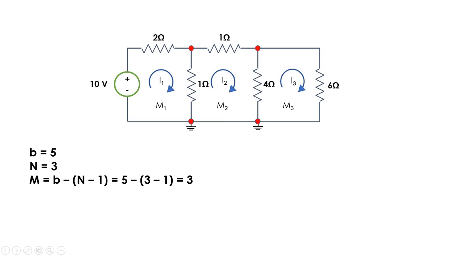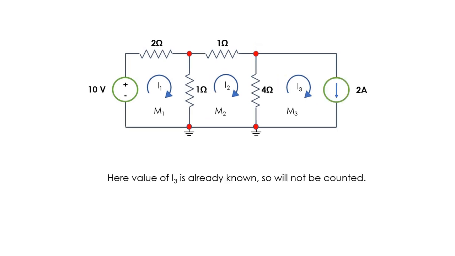Now let us consider the case when you already know the value of one mesh current. Take this circuit for example. There is a current source connected in this particular mesh, so you already know the value of current in this mesh, which is 2 ampere. So the current flowing here, I3, will be nothing but 2 ampere. So while calculating the number of equations with the formula, you just subtract 1 from that and you will get the answer. So I3 is already known, so this will not be counted.